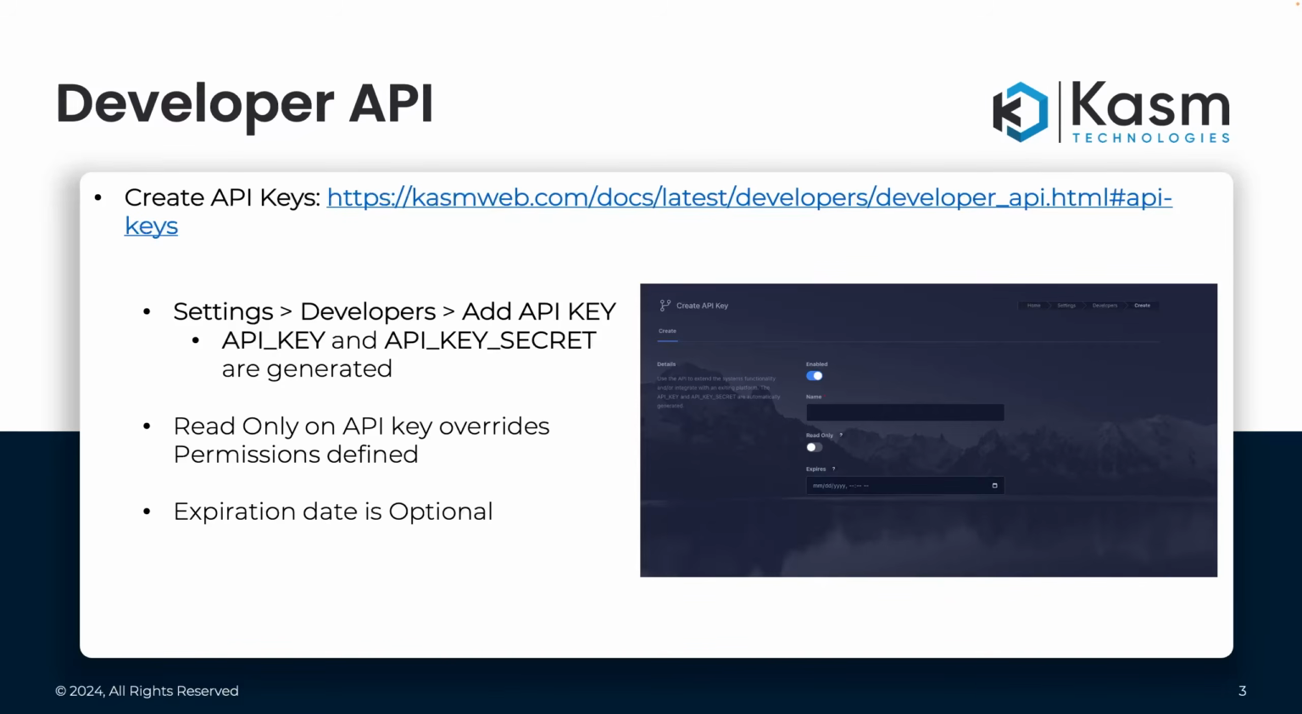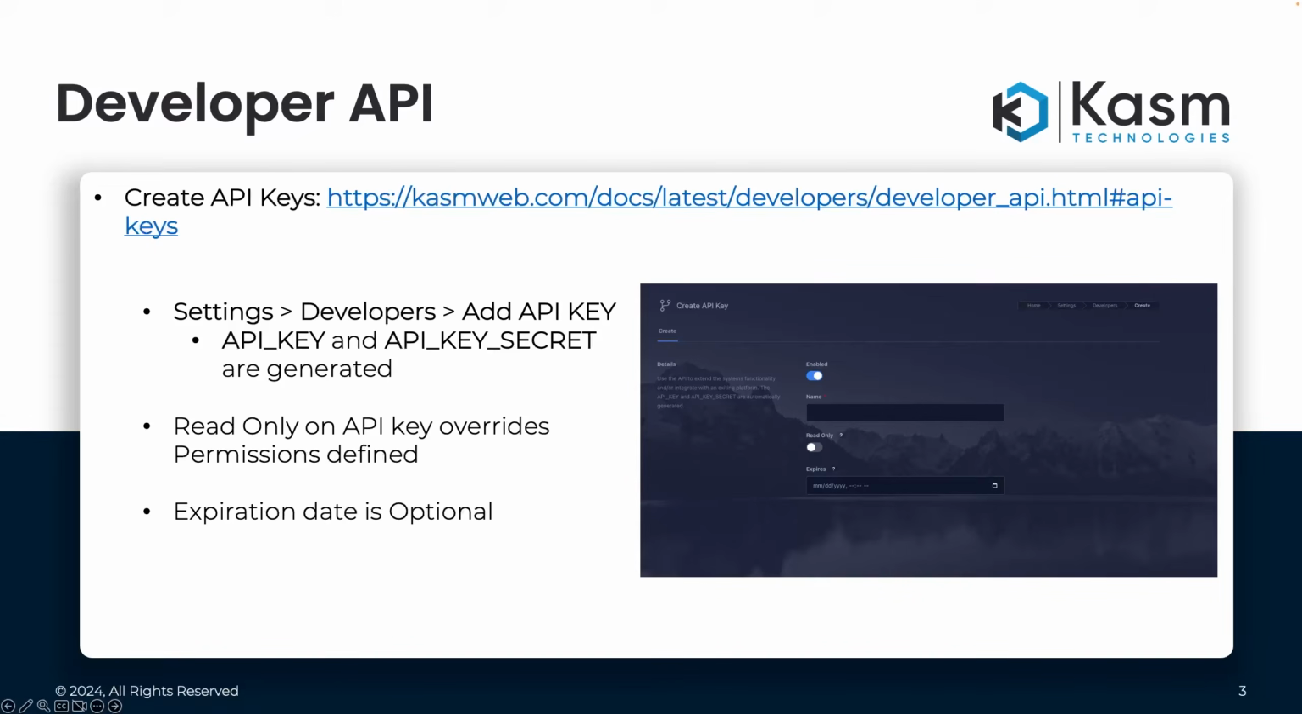Developer API. In order to get access to Kasm APIs, it's important to create developer API keys. These keys can be created under the Settings Developers menu, and you can add your API key from there. This will generate your API key and API key secret.